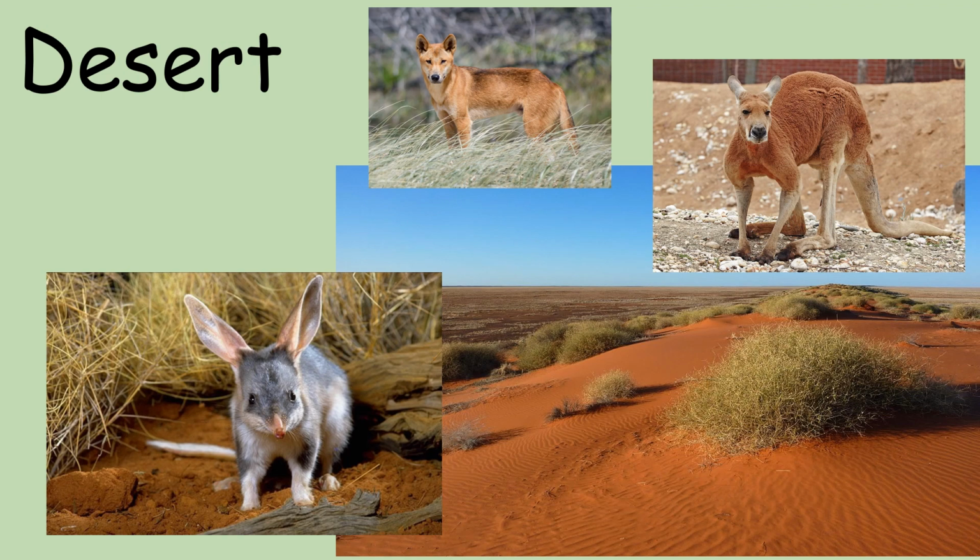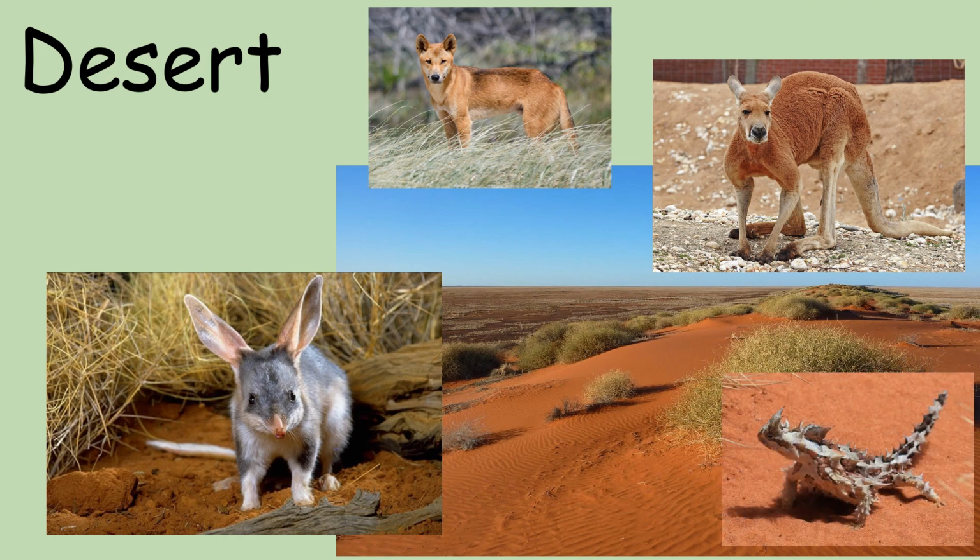Then the kangaroo eats from the shrubs. It gets most of its moisture from what it eats. It doesn't need to have much access to actual running water. And then lizards that also like the heat and getting into the bushes to eat the little insects. So that's why these type of animals choose to live in a desert.